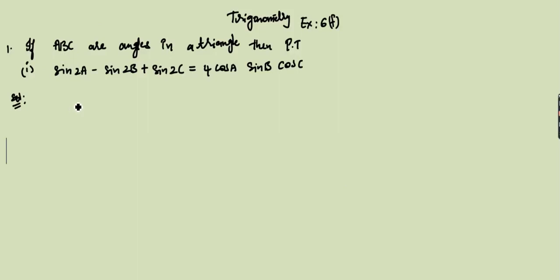And today we will be discussing the most important 7 marks questions related to trigonometry. So let's get started with your very first question from exercise 6F. Here, if you look at the question, sine 2A minus sine 2B plus sine 2C is equal to 4 cos A sin B cos C. So we have to prove 4 cos A sin B cos C. So let's start with the LHS.